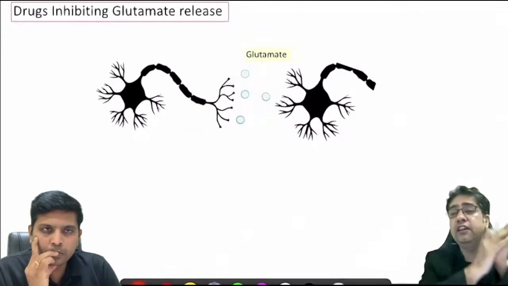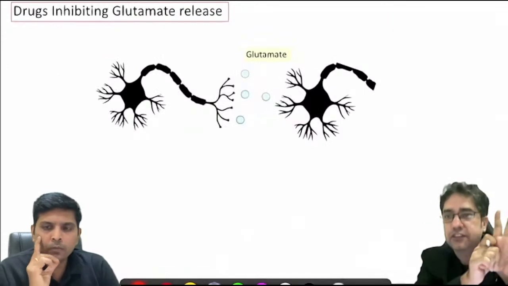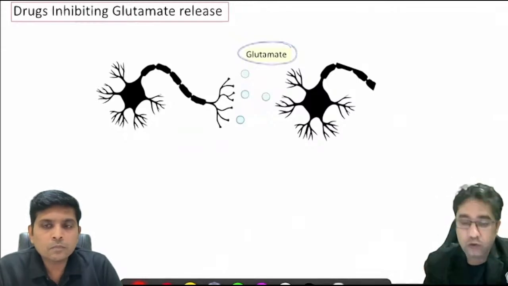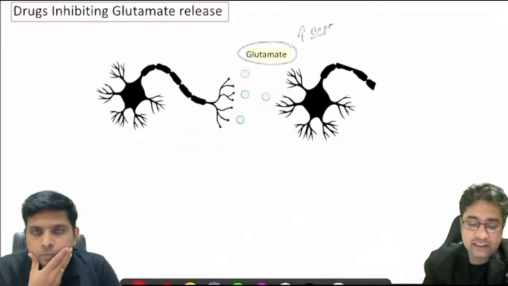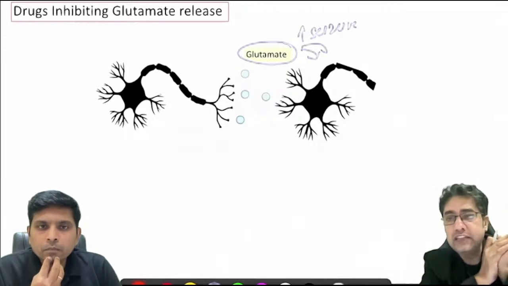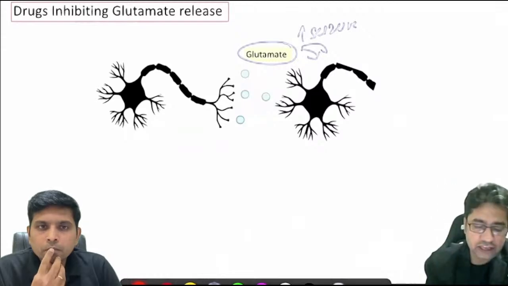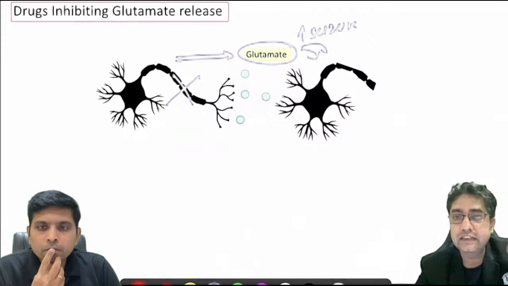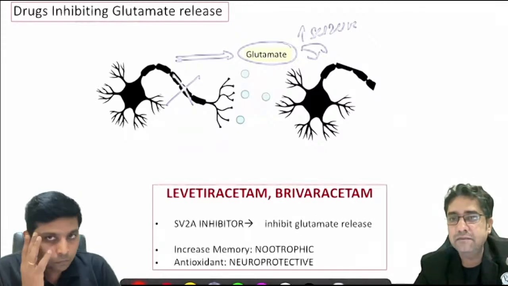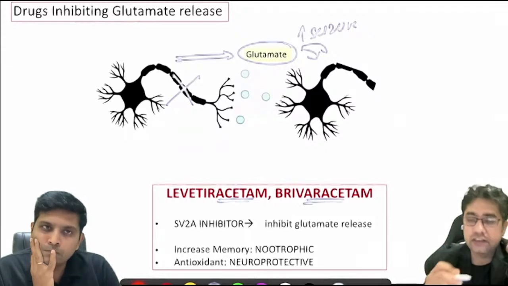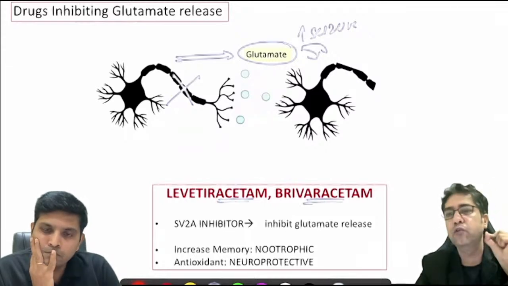Now, when an epileptic neuron fires, it releases glutamate. And remember, glutamate causes seizures by acting on other neuron. So there is a class of drug which can inhibit the release of glutamate. The names of the drugs are levetiracetam and brivaracetam. The word 'cetam' is coming. So these drugs inhibit the release of glutamate.